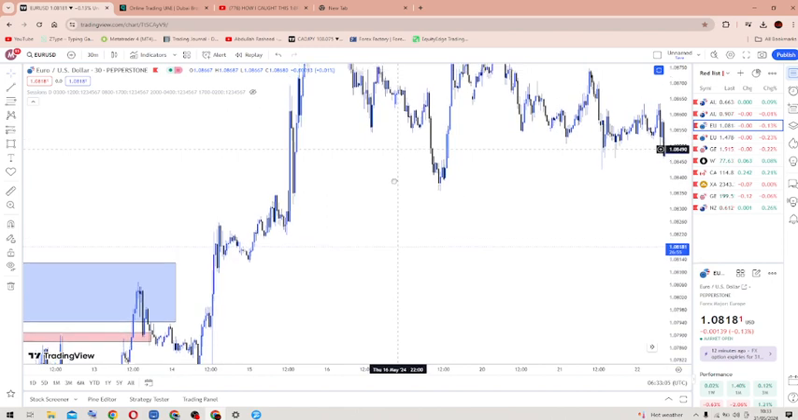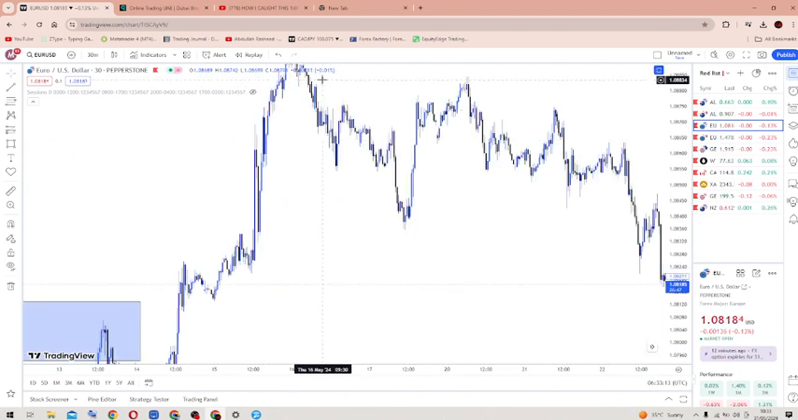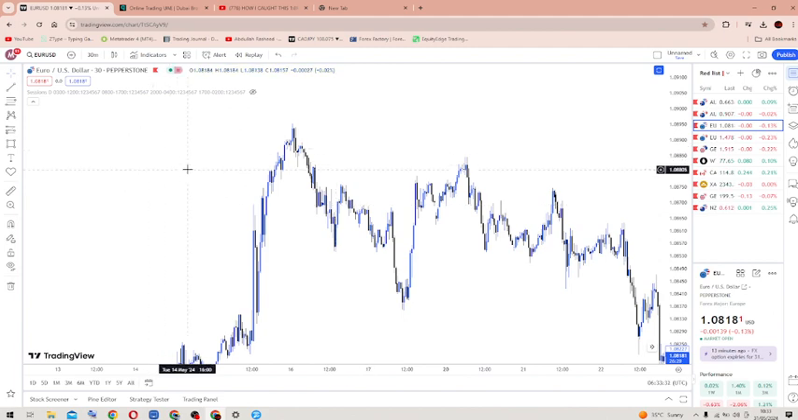So we had a higher high, a higher low, a higher high, a higher low, then a higher high and a higher low, and then we have an equal high, and then a lower high, and then we have a lower low. Hope you can see this. We have a lower low, and then what do we see?